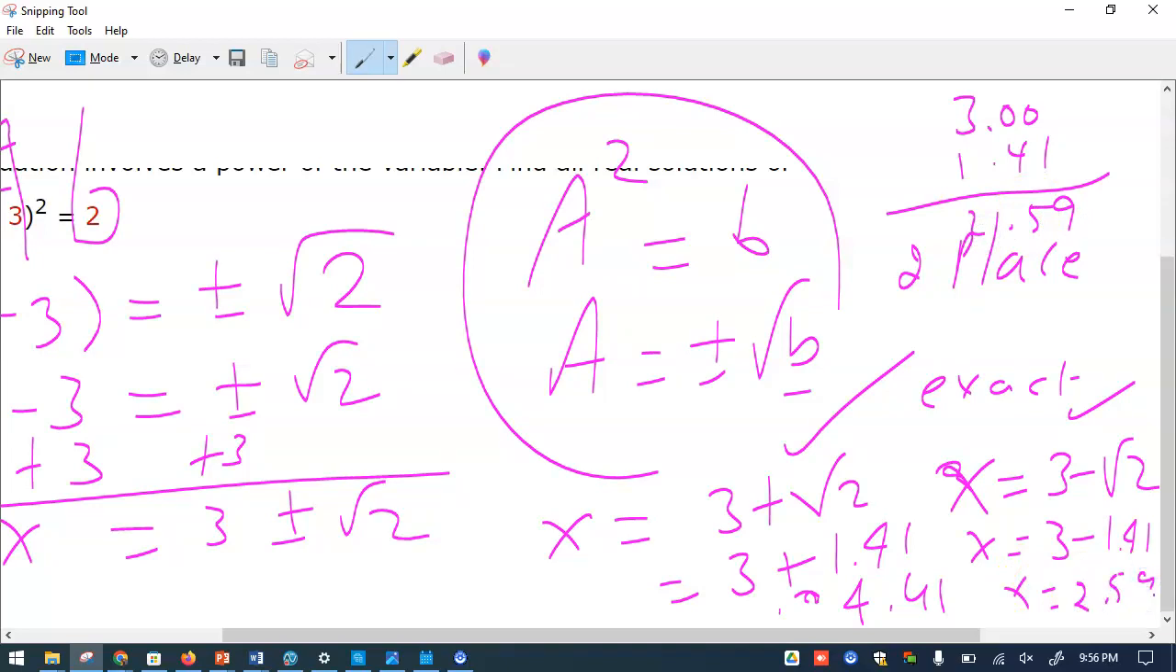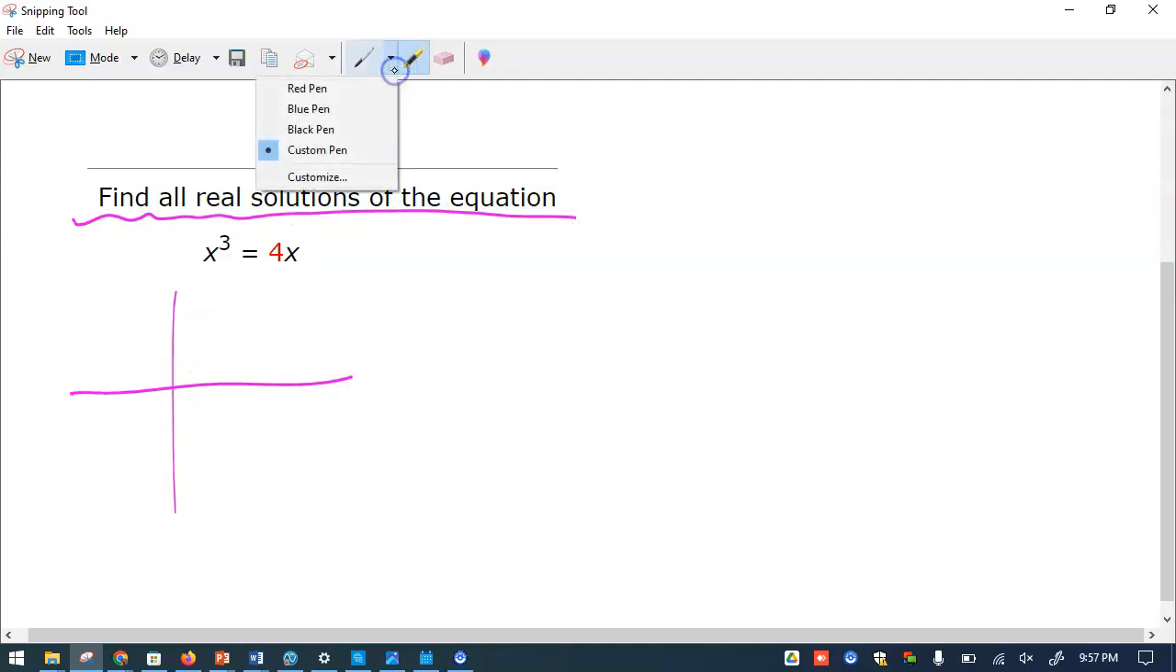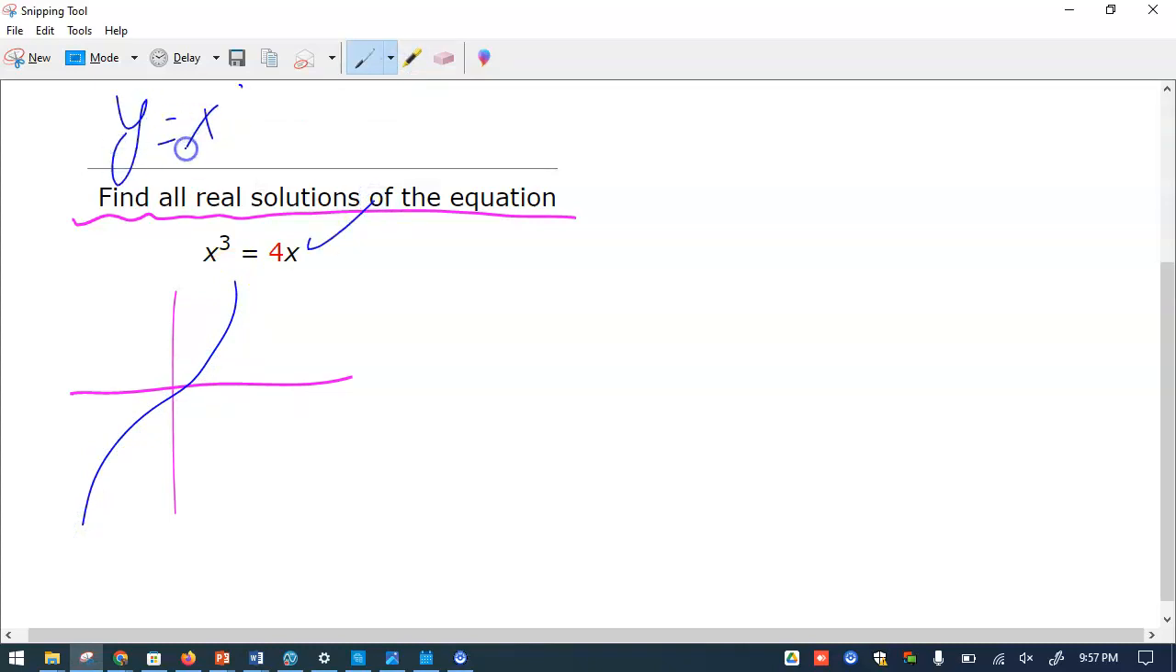So let's do another problem. This is asking you to find the solution of the equation. You can see you have a cubic function, the parent graph of a cubic function, something like this. And there is a 4x on the right side. So there are two functions: one is x cubed and the other one is 4x. And you want to see where they meet. And then this is the graph.